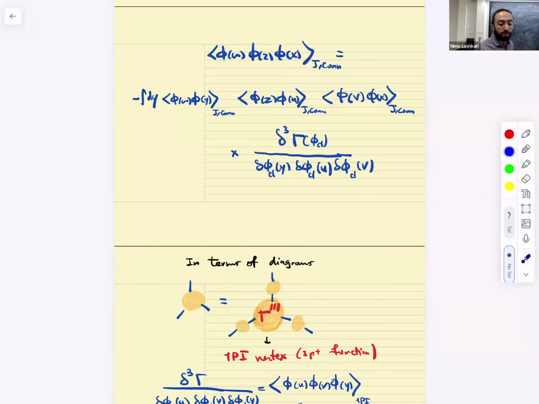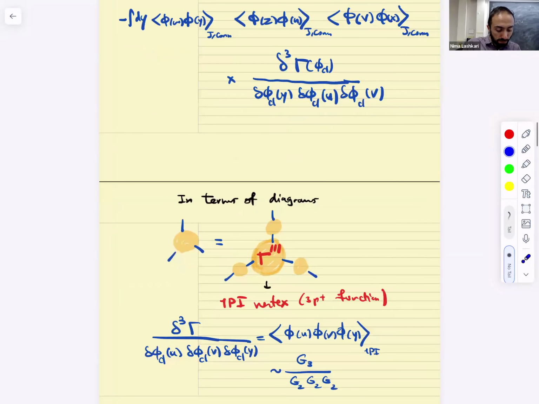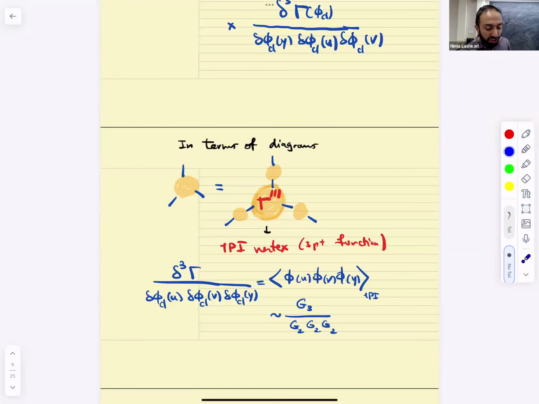So what has happened is that in going from the connected correlator to derivatives of the effective action, for each insertion we have taken out a connected propagator, or the connected part of the propagator. That is what the 1PI vertex is. So you could view it as G3 divided by G2, G2, G2, schematically.